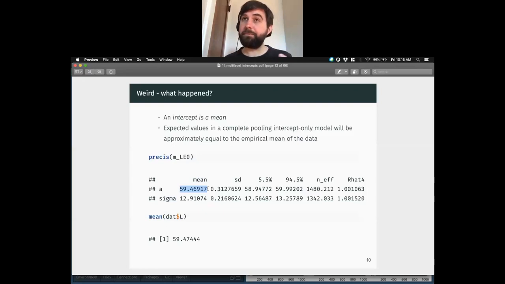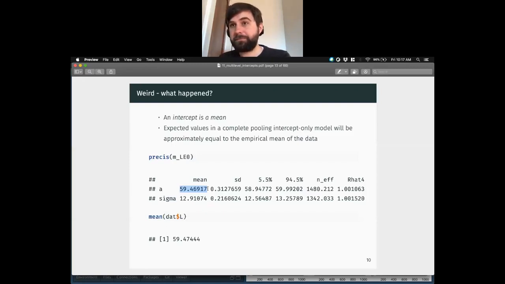So in the case of a complete pooling model where we're using intercepts, what it's going to do is take the empirical mean for the full data, and that's going to become our intercept term. We're going to see that this is going to extend to other approaches as well. We need to think of intercepts as means. Intercepts are group means. And in this case, our group is the full data.